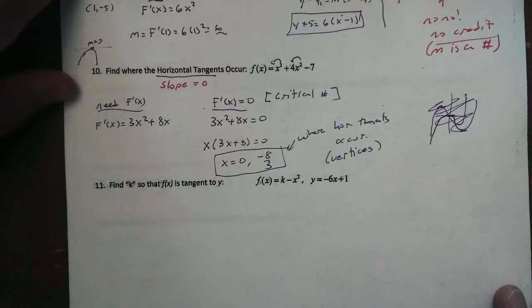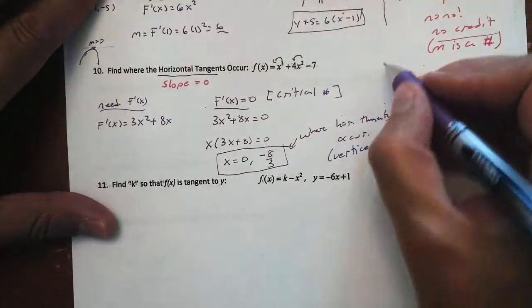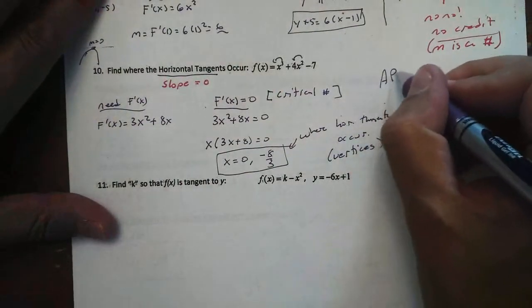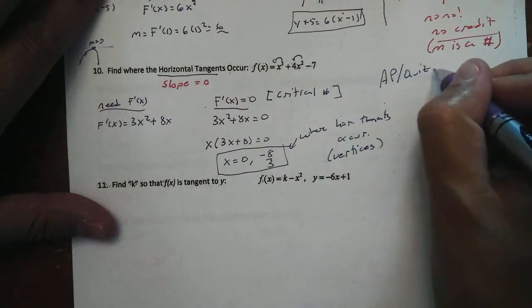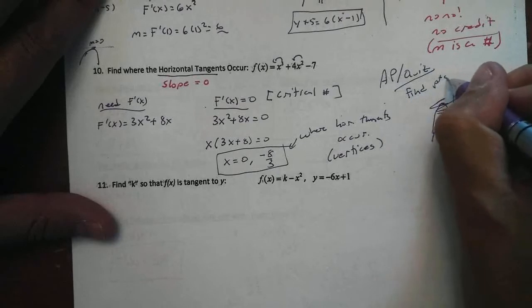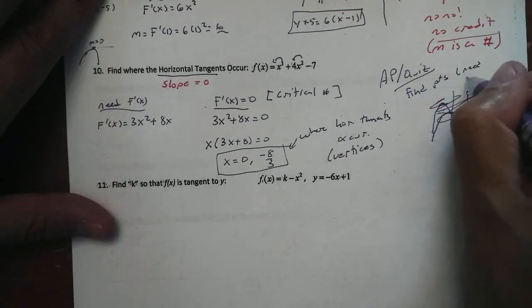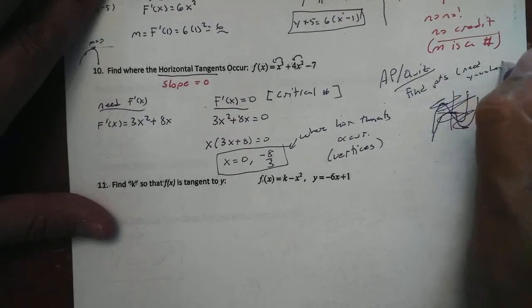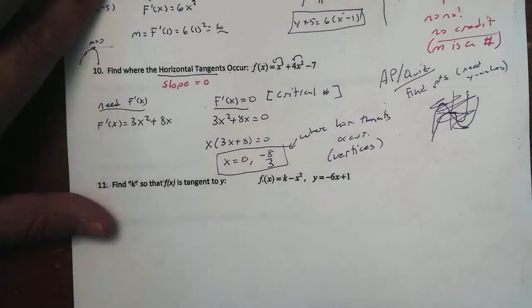All right, the next one. Now, another thing the AP might ask, or me, on a quiz or test, is, find the points where they occur. In those cases, you need your y values. Think about how you would have to get those.